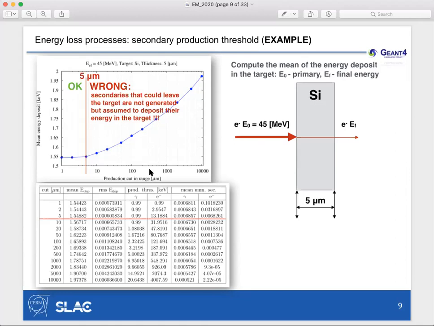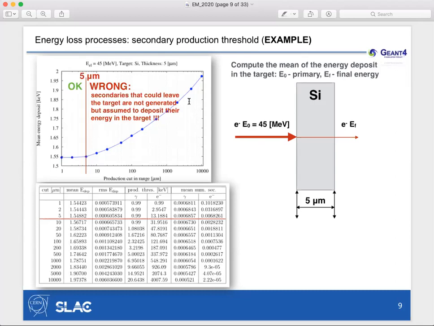Here the secondary production threshold is the same. We set a value here, for example, starting from 1 micron, both for electrons and gammas. You can see we increase this secondary production threshold, and for a while the simulated mean energy deposit doesn't change, then it starts to increase. And why is it increasing? You can see that it starts to increase when already around 5 micron secondary production threshold. After that it will increase rapidly.